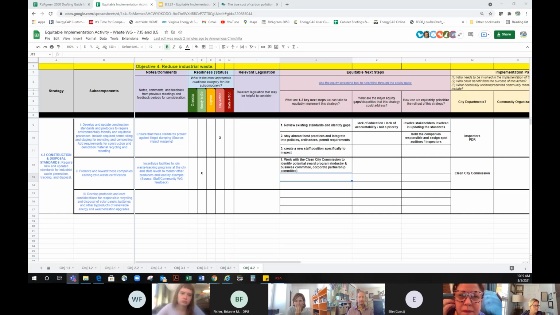Right. Does anyone have any ideas on how we can make that equitable? Are there any equity gaps on that? I think the siting, as we think about those products and where those scrap yards tend to locate, we want to be really cognizant of where those facilities might be popping up. Right.